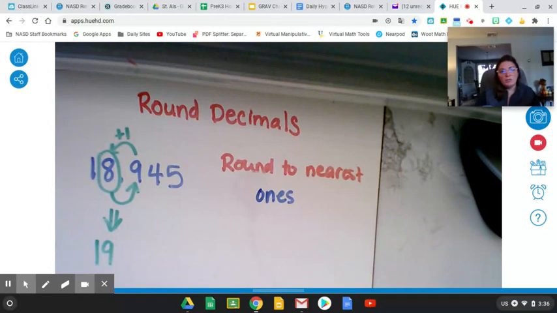If you're rounding to the nearest ones or whole number, then your answer should be a whole number. If you're rounding to the nearest tenths place, then you should only have something that goes to the tenths place. If you're rounding to the hundredths, you would only go to the hundredths. And if you're rounding to the thousandths, you would have to go to the thousandths.